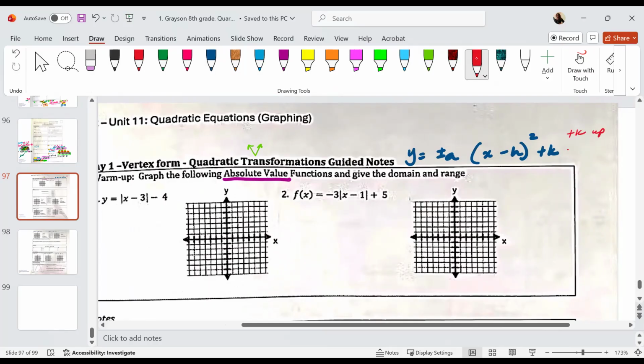Positive k, you go up. Negative k, you go down. Do you remember this thing? Negative h, you go to the right. Positive h, you go to the left. Do you remember this? Positive a, it's a happy face. Negative a, it's a sad face.